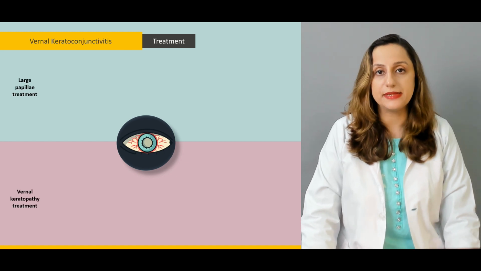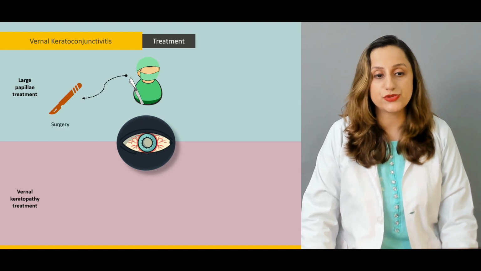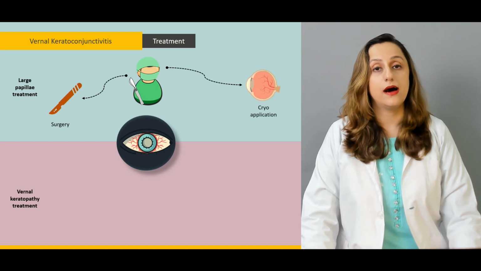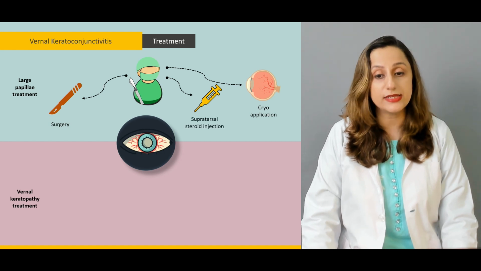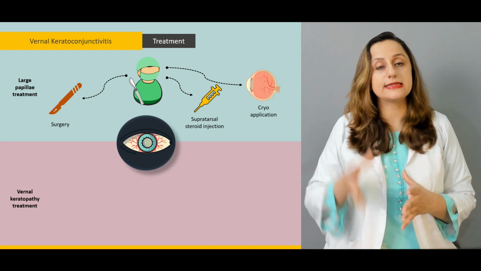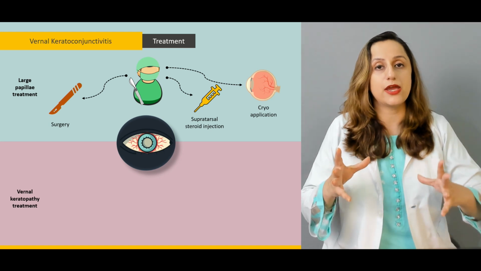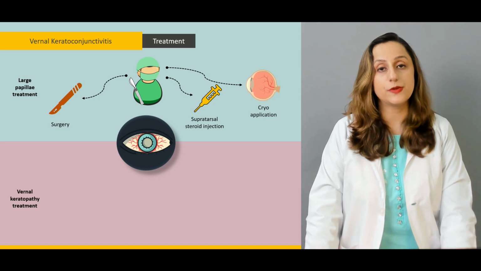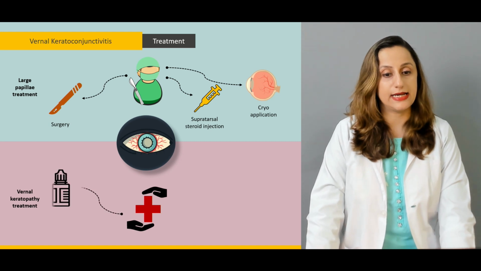We have a large papillae treatment, which basically deals with surgery. We have to deal with it with surgeries, and on the other hand, we can also apply cryo application, laser applications, and steroidal injections. Usually, these steroidal injections are given subtarsally to the patient. So this would be the mainstay, or the major points of treatment, whenever we are dealing with the large papilla. On the other hand, we have the vernal keratopathy that has to be treated.